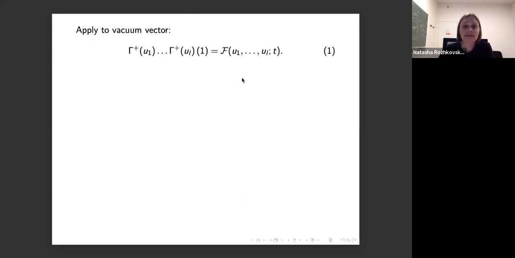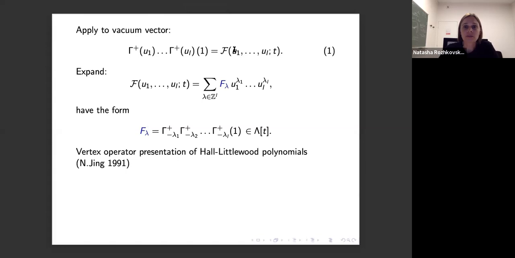Let us take a collection of these quantum fields with different variables and apply them to the vacuum vector. We will get a formal distribution. And let's expand this formal distribution in monomials. So what will we get? We will get some elements in lambda. Yes, it's going to be polynomials. So we're going to get some elements in the vector space. And of course, each of them is going to be just the result of several applications of these coefficients to this one. And what we are going to get here, we're going to call Hall-Littlewood polynomials.